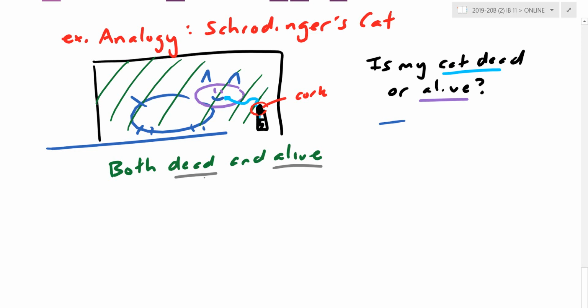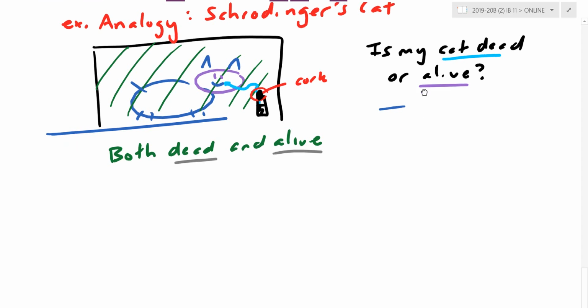So, yes, these two are opposites. Yes, in some sense I'm saying I don't know, but in this case we're saying because nobody's looking for it, the cat can be in this funny state. This analogy carries over to electrons then.